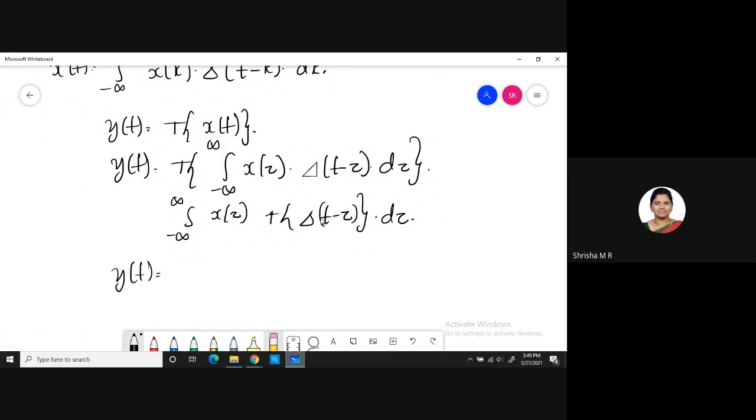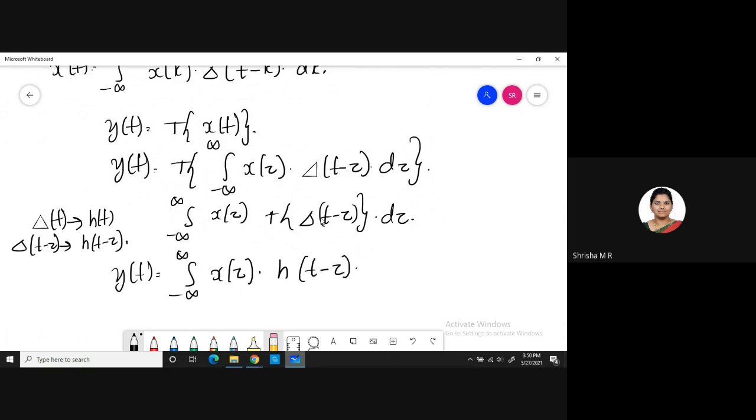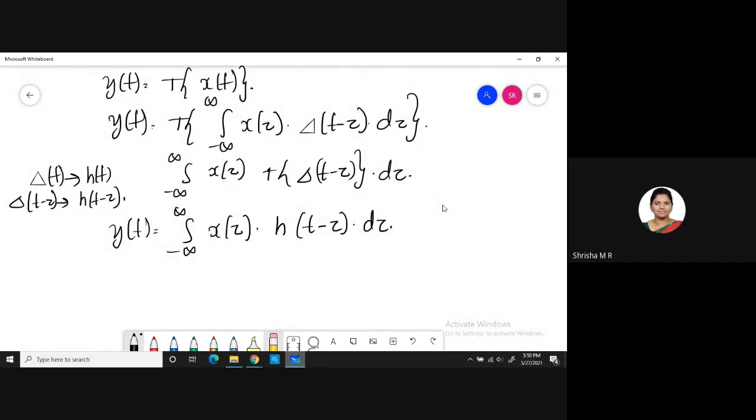So if the input is delta of t, the output will be h of t. So if your input is delta of t minus tau given to the system, then the output will be h of t minus tau. That's all. So y of t is the integral from minus infinity to infinity of x of tau into h of t minus tau d tau. So the transformation on delta of t minus tau is h of t minus tau. This is the impulse signal and this is the response, the impulse response. So this is your equation for the convolution integral.